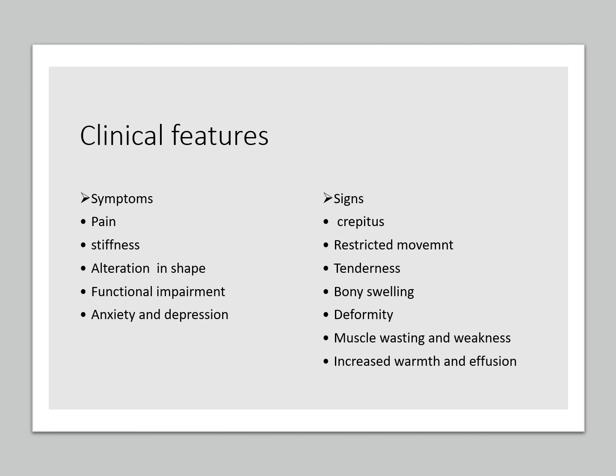In osteoarthritis, specifically in the knee, the tenderness starts from the medial joint line. Please remember this. The tenderness classically starts from the medial joint line of the knee. Bony swelling is not a very common feature which you will see in OA, but in more chronic synovitis cases, you can see a mild amount of swelling. There will be deformity because we read that again. There will be muscle wasting and weakness, and increased warmth and effusion.